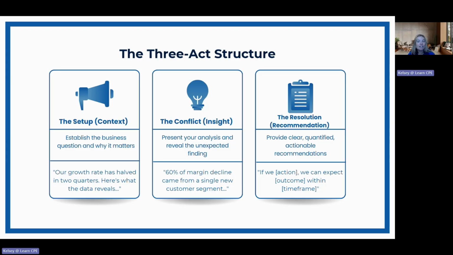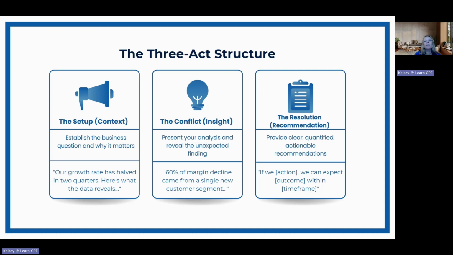And this is where you're going to present your analysis and reveal maybe the unexpected finding, something that's interesting, doesn't have to be fully unexpected. But this is where you show that maybe 60% of margin decline came from a single new customer segment, not broad operational issues. And this is where maybe the unexpected finding is you might be thinking, oh, this is just an operational issue. We need to go call in our COO and see what's going on, right? This is where you can kind of give that insight to, it's actually from this new customer segment, or it's actually from this one item, or tariffs hit this part of the market really hard. It gives full insight to like a 360 view of your business.